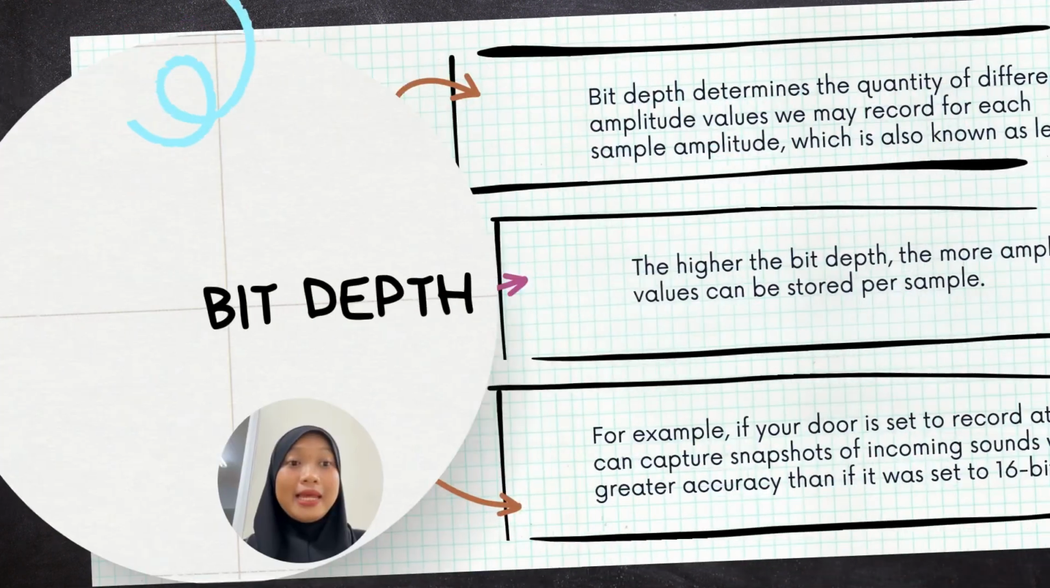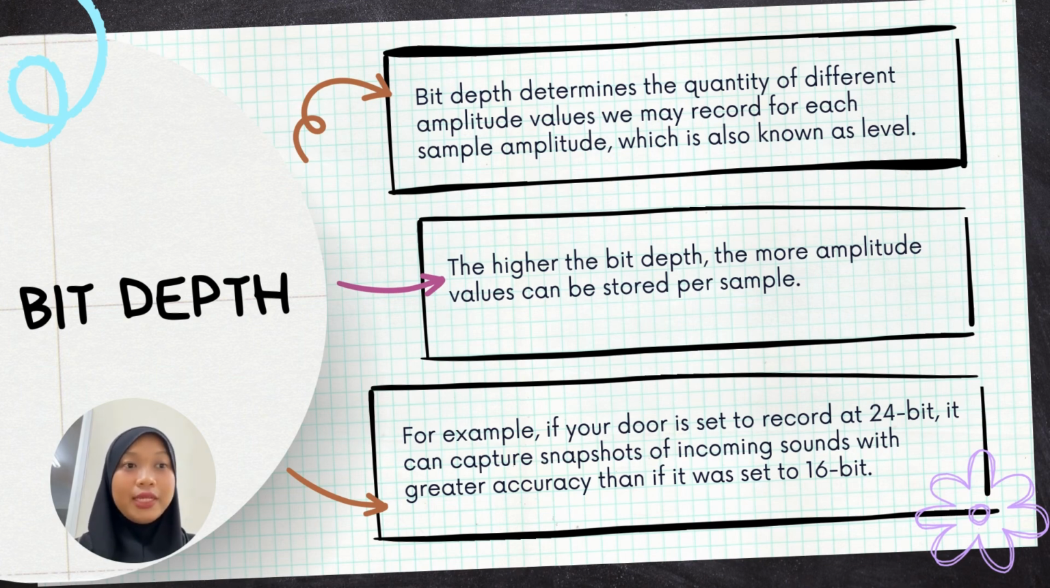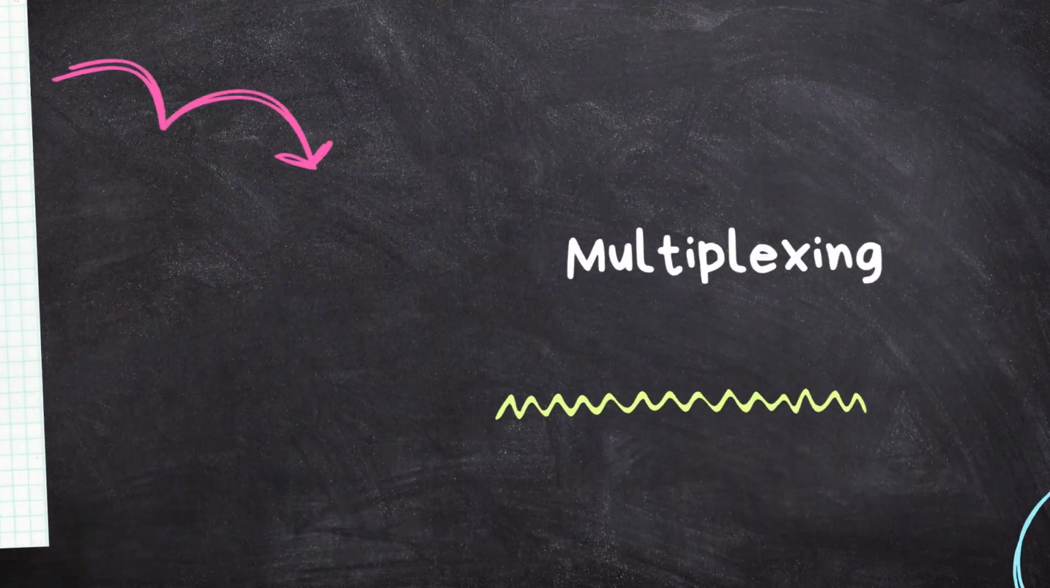Let's talk about bit depth and why it's so important in audio recording. Bit depth determines how many different amplitude values we can capture for each audio sample. This is also known as the level of the sample. Essentially, bit depth defines the number of possible discrete amplitude values we can use for each sample. The higher the bit depth, the more values are available, which means greater detail and accuracy in the recording. In simpler terms, higher bit depth allows us to capture more of the nuances in a sound. So if you're recording music or any dynamic audio, higher bit depth ensures a richer and more detailed recording.